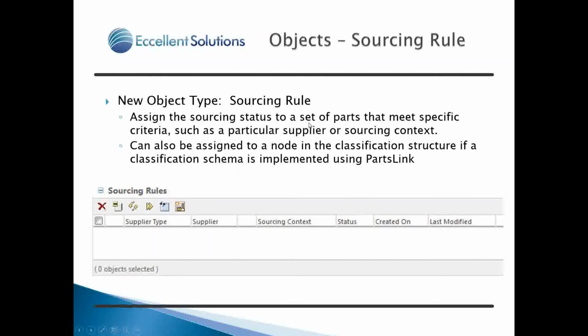Using the sourcing rules, you can actually set that in a sort of bulk fashion in many different ways. One of the other things you can also do, if you have PartsLink installed as well, is assign a classification node to work in conjunction with the sourcing rule, so that how the object is classified can also drive how you source the part.